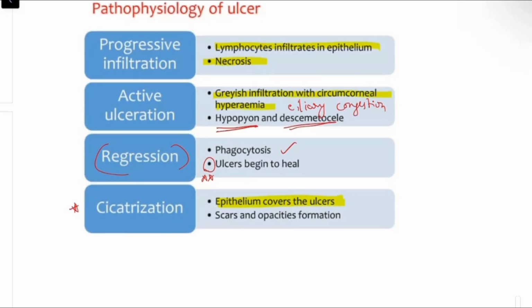So corneal opacity formation happens, and scars and opacities will be formed in the stage of cicatrization. So these are the stages of development of corneal ulcer. Okay. So how will we treat this corneal ulcer?